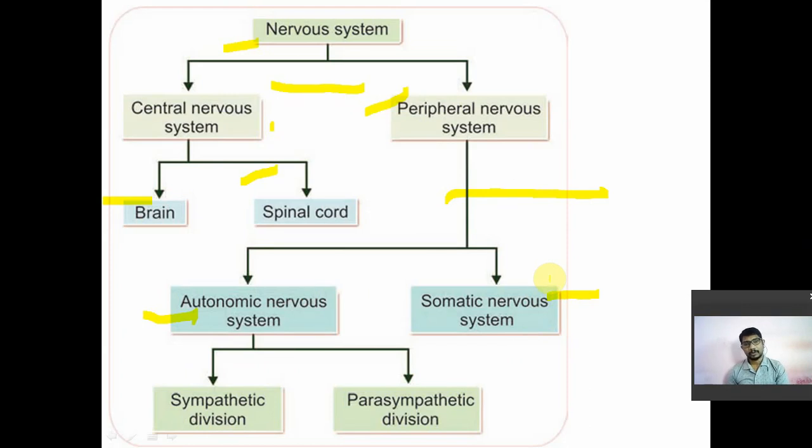For example, if you want to dance, you can dance whatever way you want. If you want to shake your head, you can shake it. So it is supplied by somatic nerves, and it is known as the somatic nervous system. It is under your voluntary control. And this autonomic nervous system is not under your control.